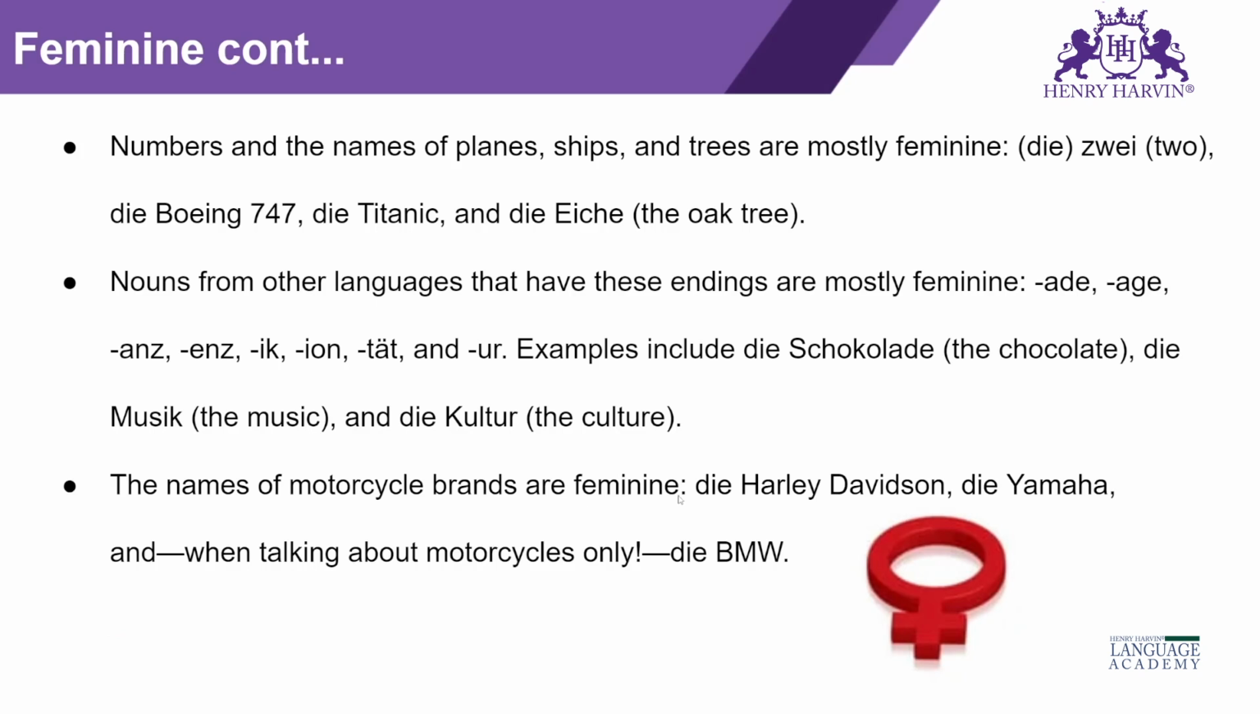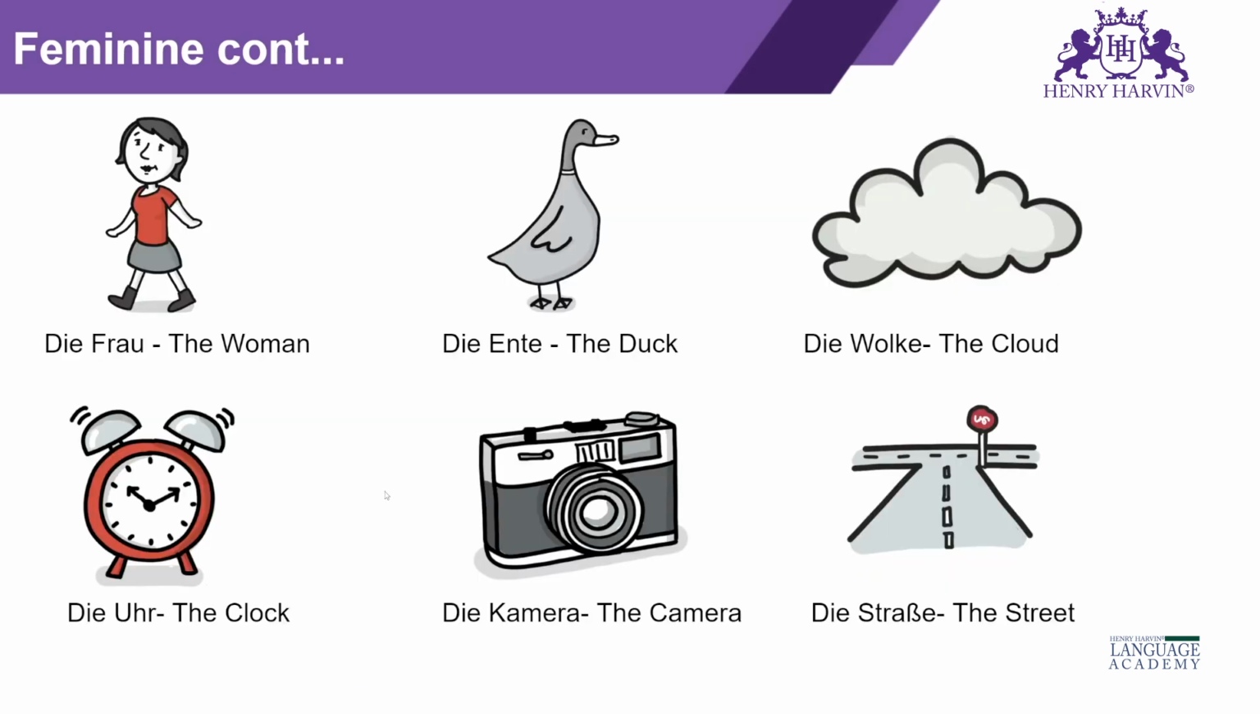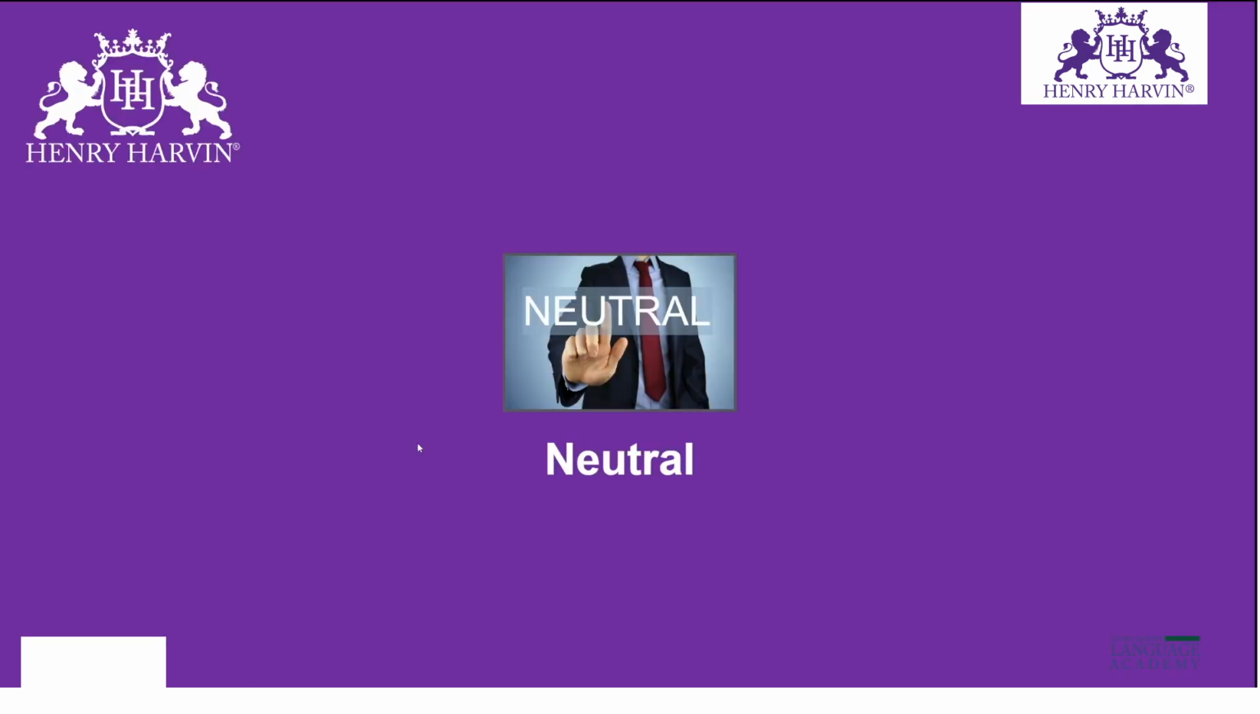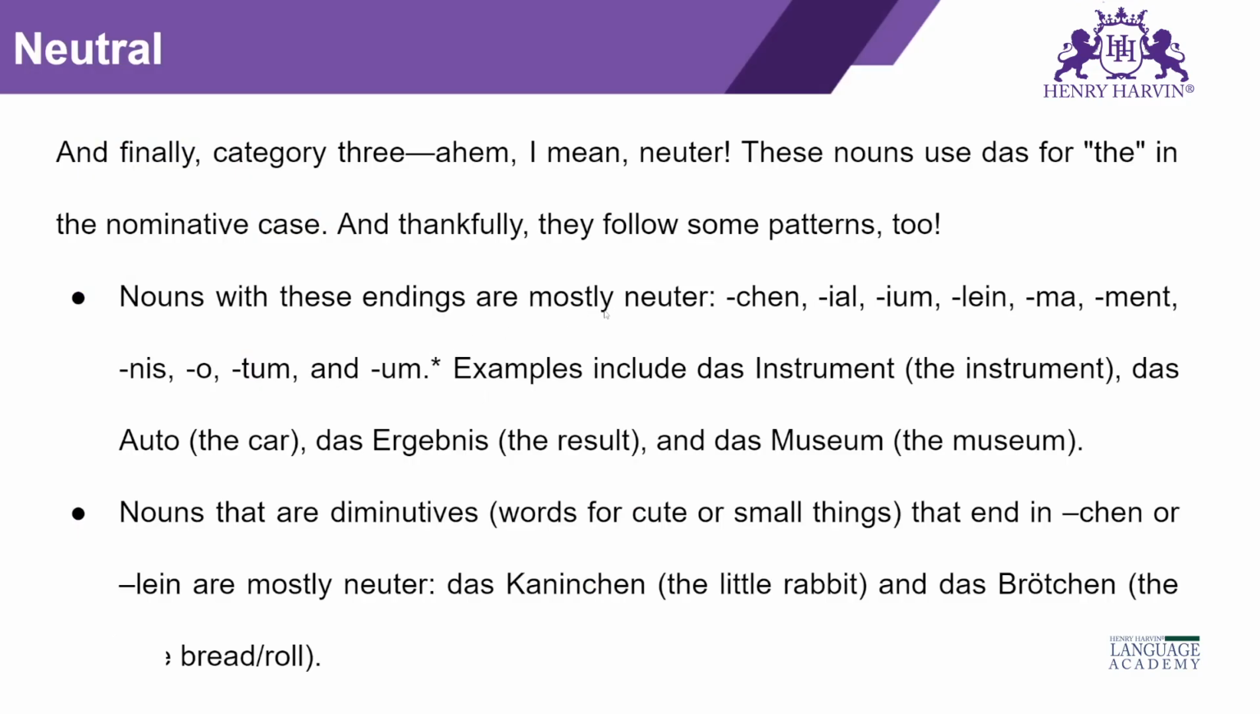The names of motorcycle brands are feminine, die Harley Davidson, die Yamaha, and when talking about a motorcycle, also the BMW. Feminine, here we have some words: die Frau, die Ente, die Woche, die Uhr, die Kamera, die Straße. Again, some of these are given: numbers used as nouns, nouns ending with ung, schaft, ion, heit, keit, all these are feminine.